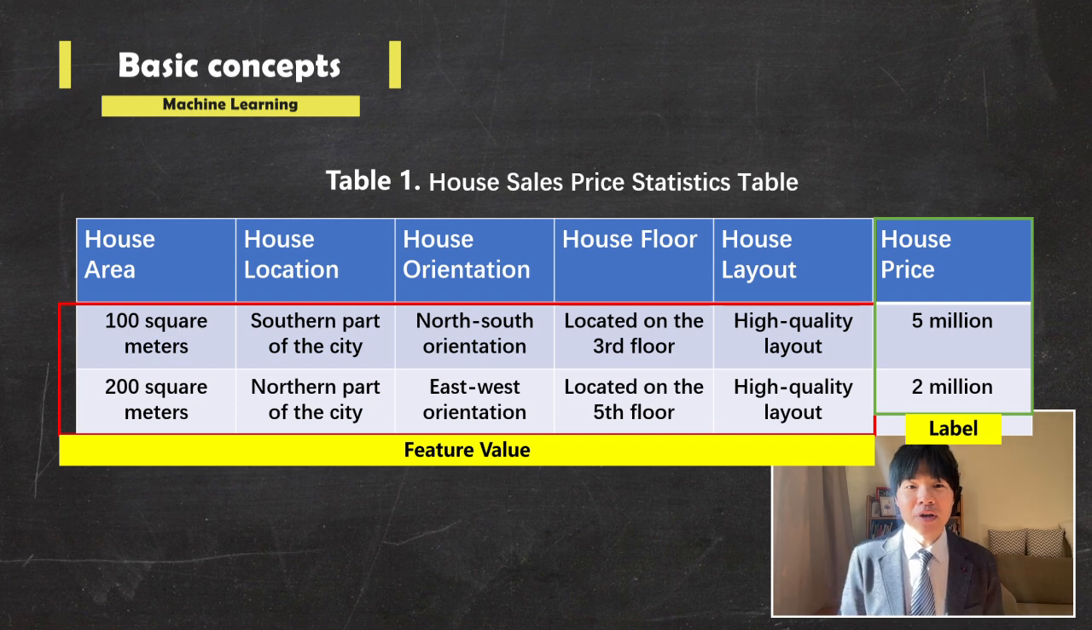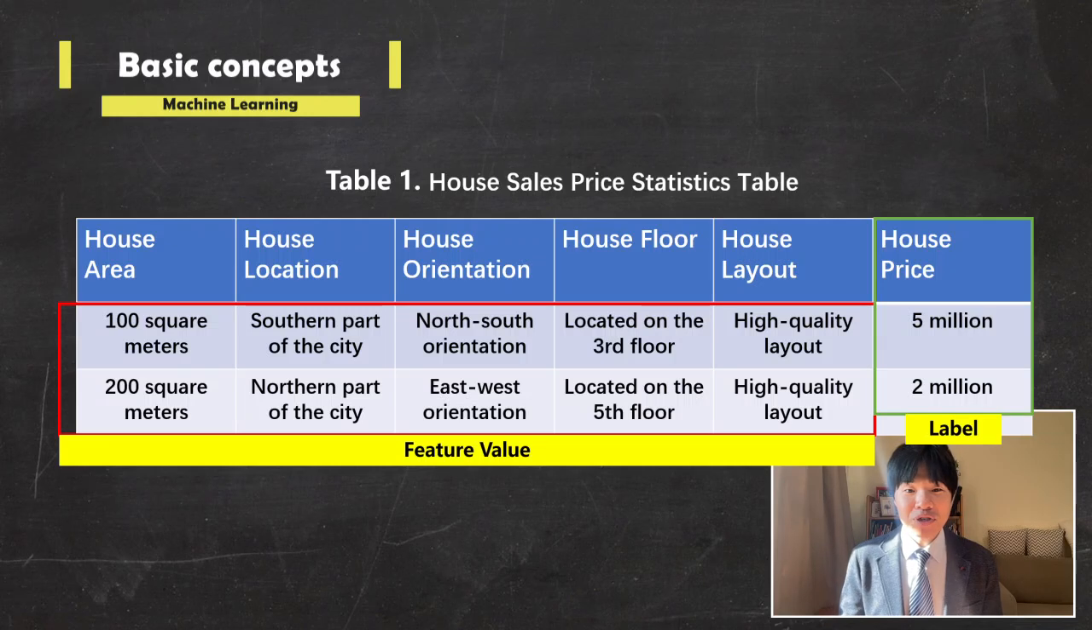Next up, we have data feature values, which refer to the specific values assigned to the features. Looking at the housing price statistics table, in the second and third rows, from the value of the house area to the value of the house layout, these are all data feature values. So what about the numbers 5 million and 2 million at the end? Some students may say, it's very simple, it's the house price. Yes, you're right.